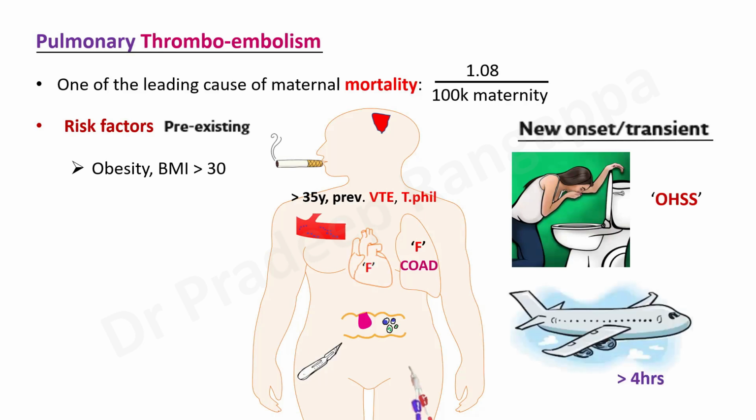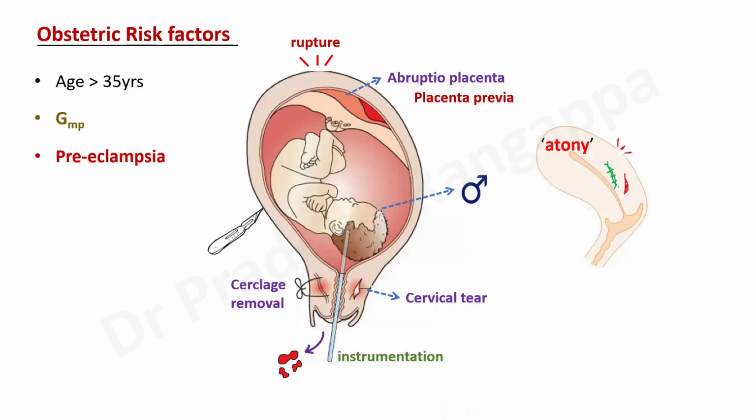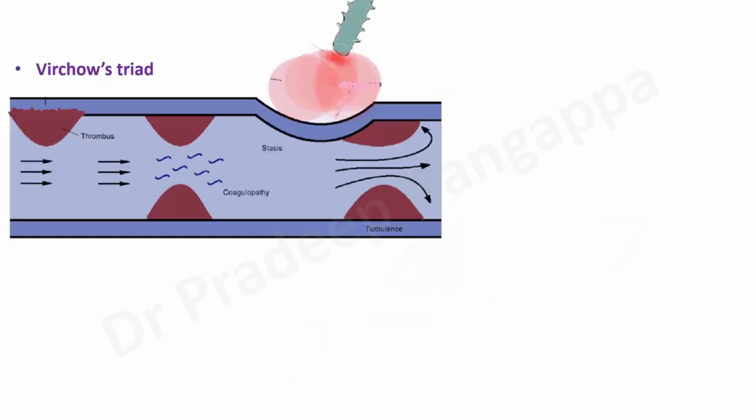Someone during pregnancy who takes a long flight of more than 4 hours is identified as a risk factor for pulmonary thromboembolism. So those are the general risk factors. The obstetric risk factors are very similar to amniotic fluid embolism. If you remember this picture: age more than 35, multiparous gravida, preeclampsia, uterine rupture, abruptio, all the local complications, male fetus, instrumentation, cervical tear, cerclage removal, uterine atony, rupture, or uterine tears. All these risk factors are common to amniotic fluid embolism and pulmonary thromboembolism.